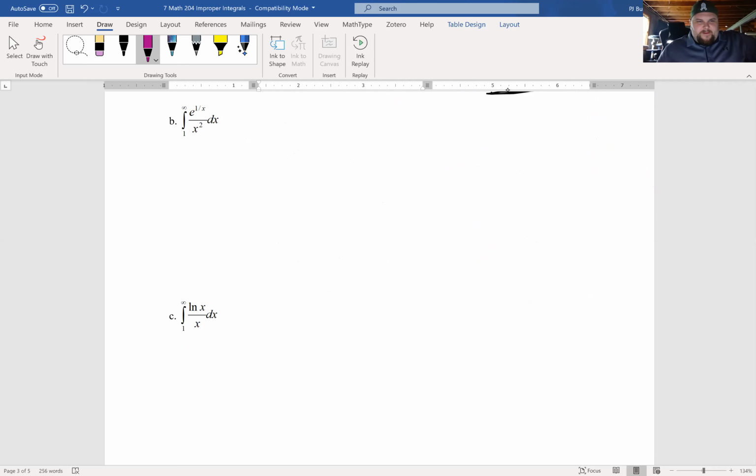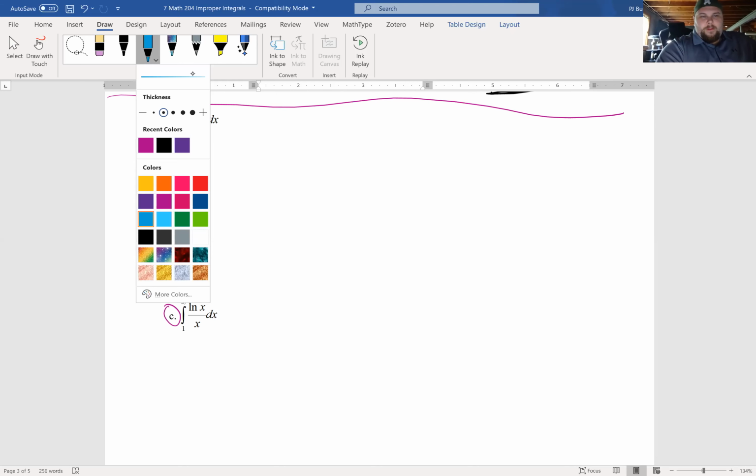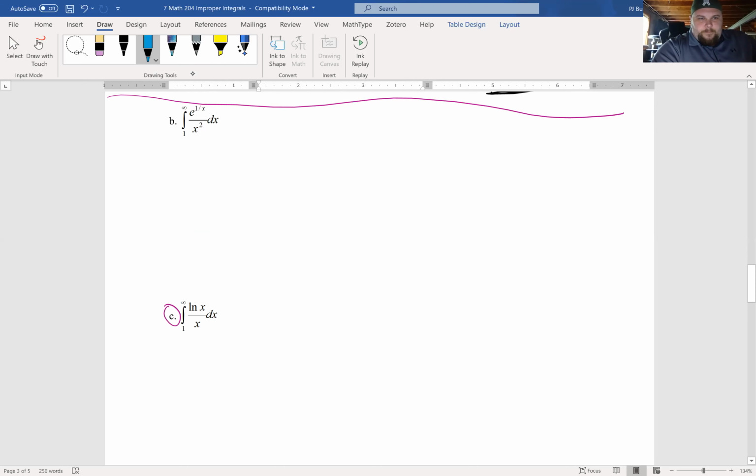So these two have infinite bounds. I guess I'll do B. I'll leave C for you guys. Okay. So this time I have an infinite bound, so I need to rewrite this guy as limit c approaches infinity, integral 1 to c, and I leave the inside alone.